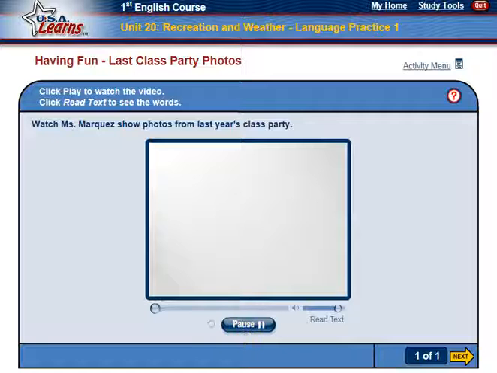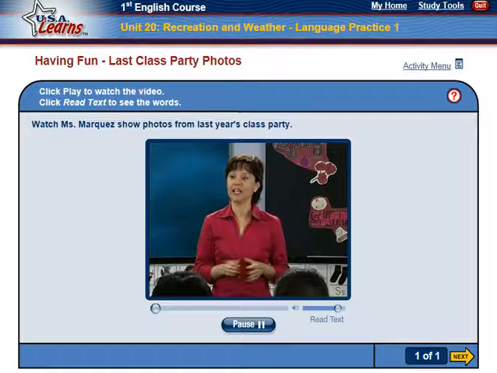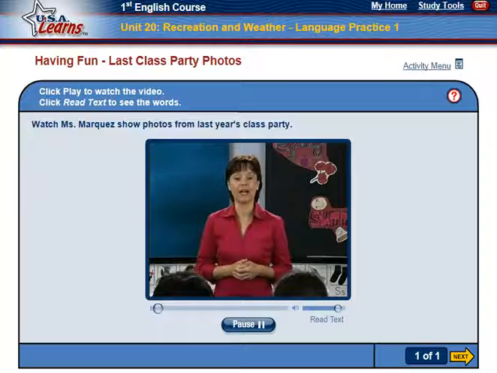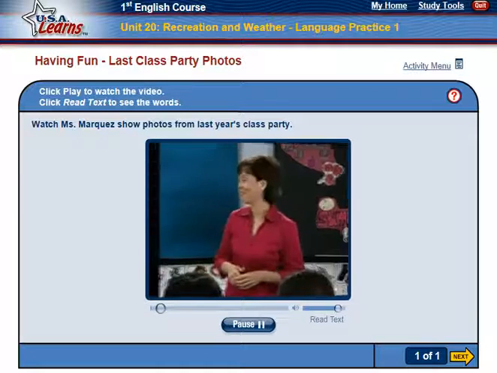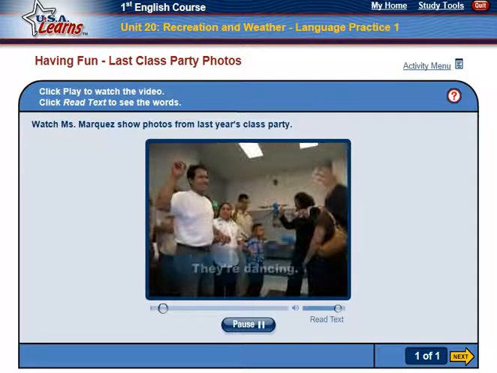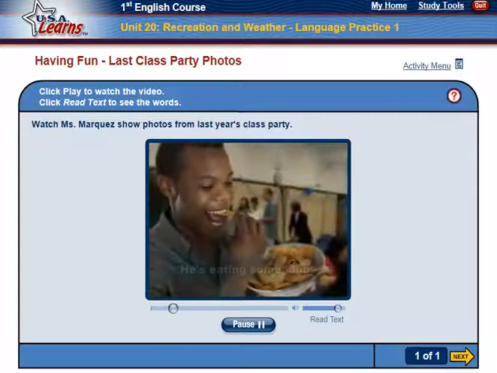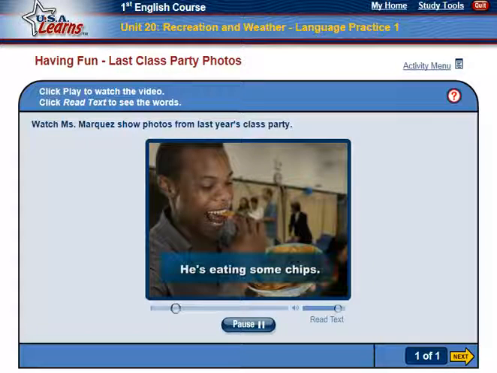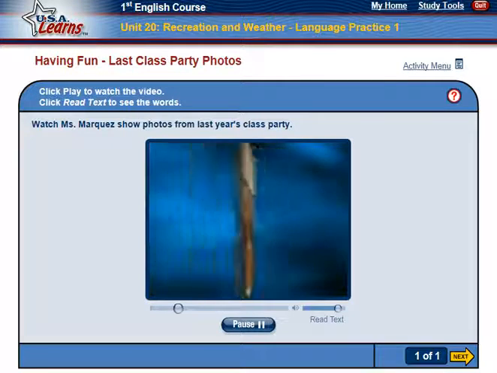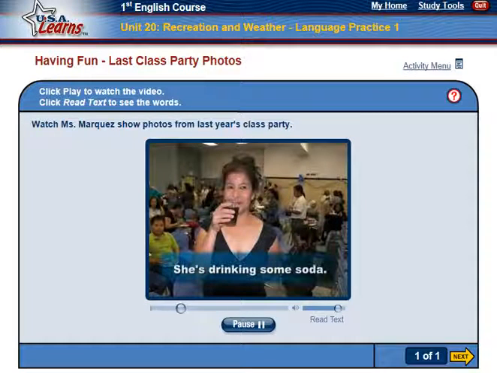Let's look at some pictures from my class party last semester. They're dancing. I'm laughing. He's eating some chips. She's drinking some soda. They're playing a game.